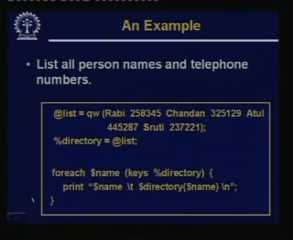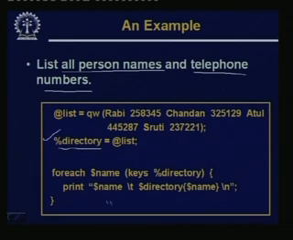Now, a very simple example to illustrate its usage. Like I want to list all the names of the persons and their corresponding telephone numbers. So, first I have this list, I assign it to a hash array directory. Here we use a foreach loop. You see, foreach name keys directory. So, keys directory will be returning a list containing all the names Ravi, Chandan, Atul, Shruti. So, this will be a for loop, and in this for loop this variable name will be taking one of these names at a time and it will be looping 4 times.